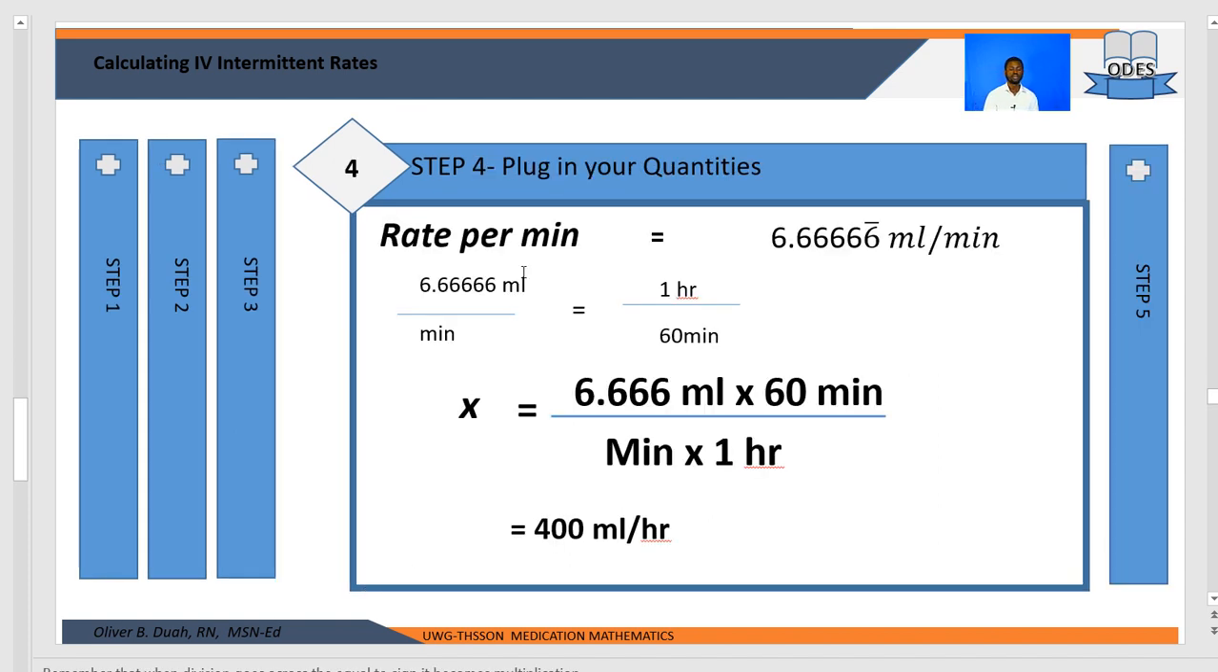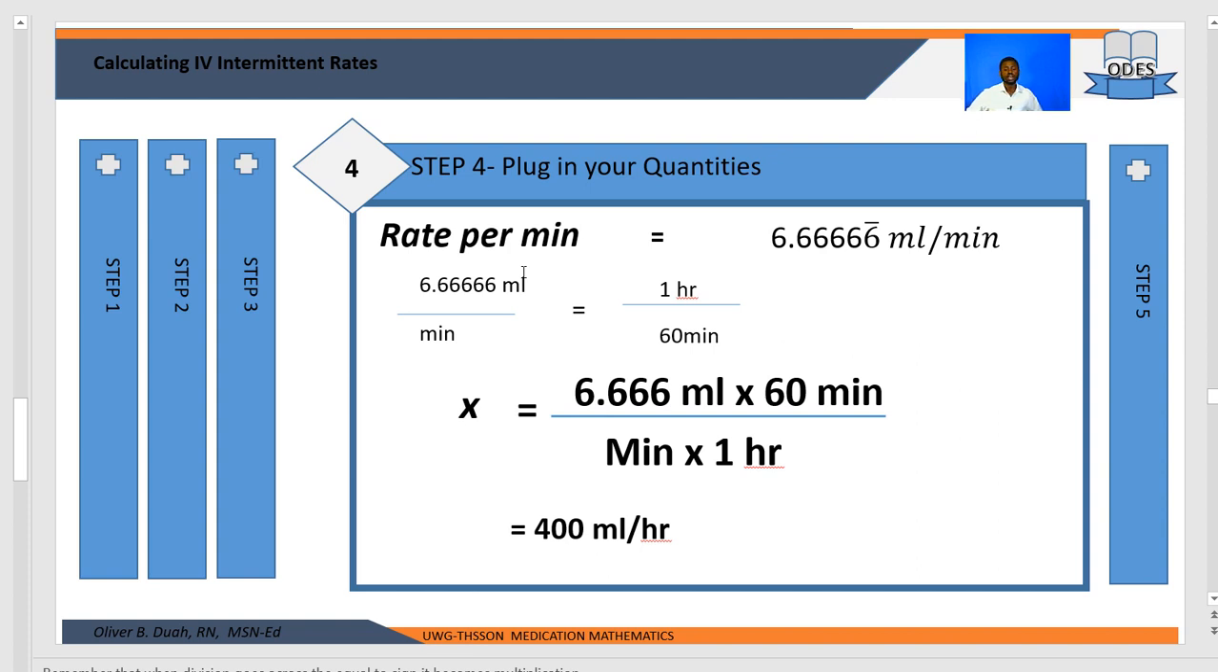Okay. The B part states that we should find the rate per hour. Okay, so we know that we have 6.6666 ml per minute.